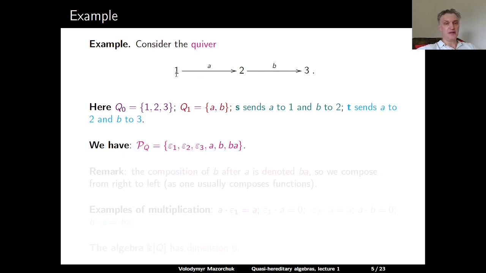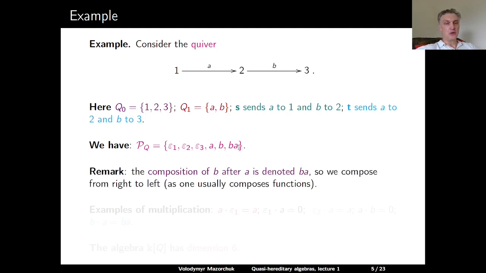And then we have the oriented path B after A from 1 to 3. So this is denoted by BA. We compose paths from right to left, how one usually composes functions. So B after A is written as BA. So here are examples of multiplications of basis elements.